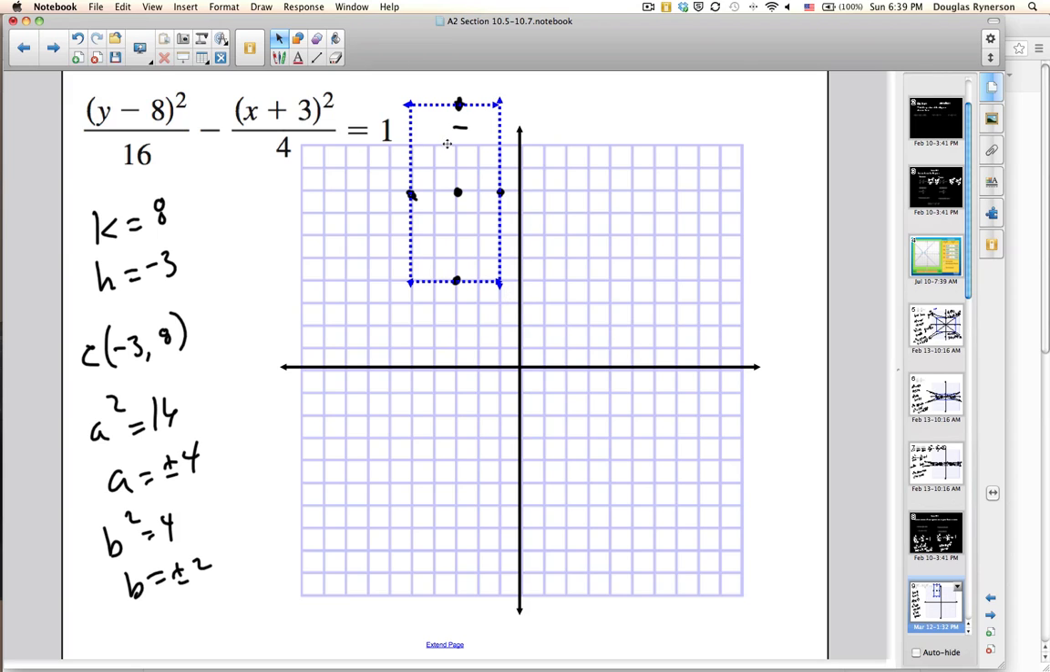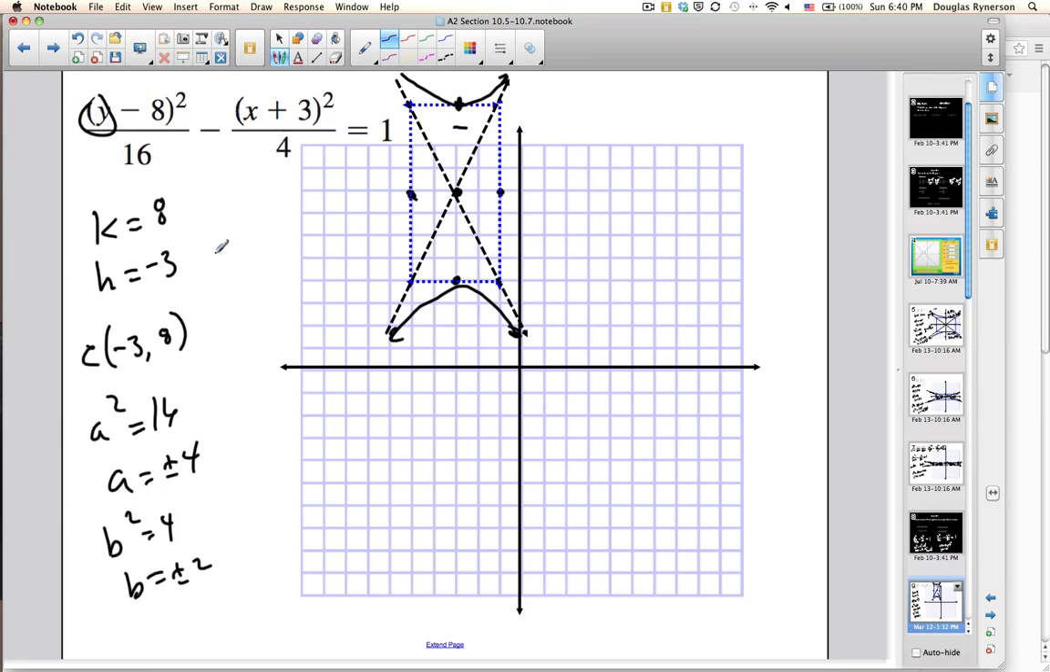Okay, so here's the box. I can draw lines through the corners of this box, and that will give me my asymptotes. There's one. There's another. I know that my graph comes in along this asymptote, passes through this vertex, and goes out along the other. It's on the top and bottom again because this was vertically oriented.